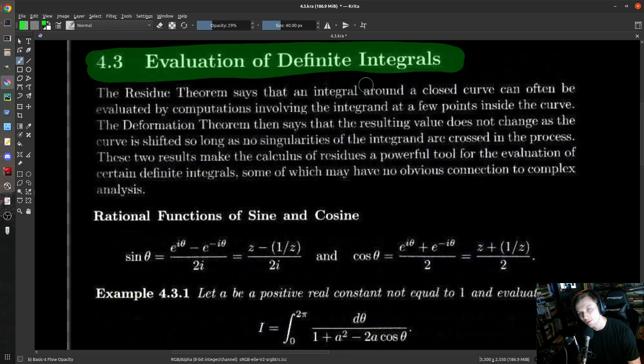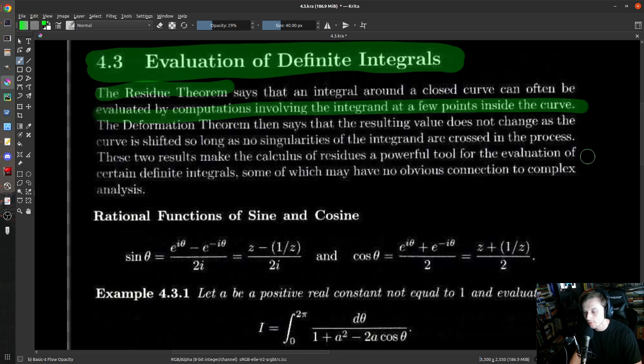And so in particular, the evaluation of otherwise difficult definite integrals can be accomplished relatively efficiently in certain cases by using things like the residue theorem. Namely, the residue theorem says that an integral around a closed curve can be evaluated by computations involving the integrand at a few points inside the curve. This is kind of cool, right? So you can evaluate along an entire curve at just a couple of points, kind of nice. The deformation theorem, on the other hand, says that the resulting value doesn't change as the curve is shifted so long as no singularities of the integrand are crossed in the process.